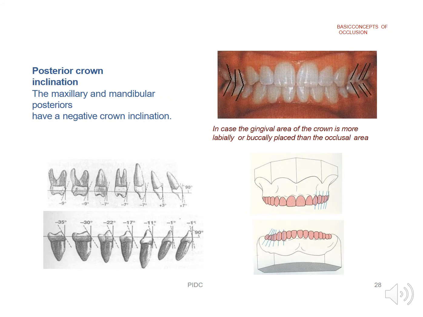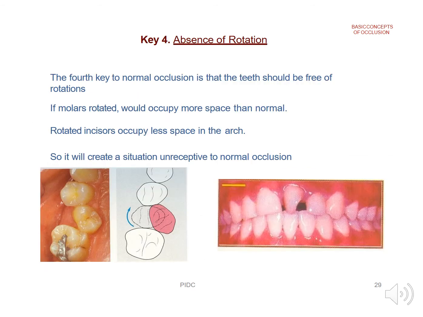For the posterior crown inclination, the maxillary and mandibular posterior teeth have a negative crown inclination.